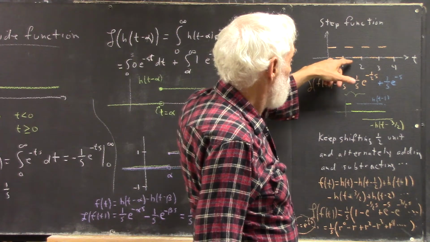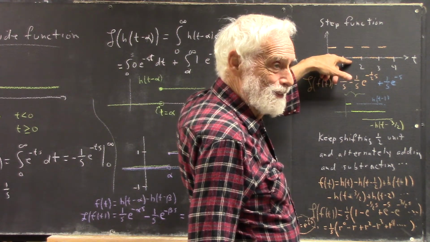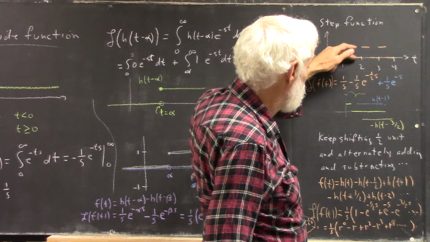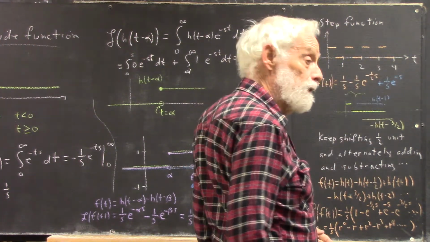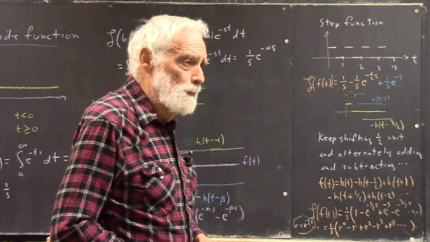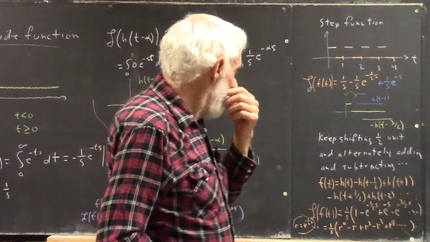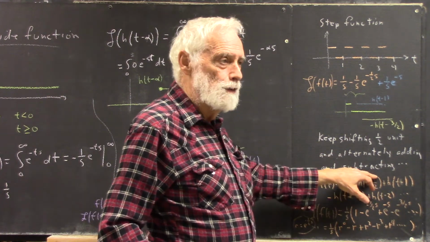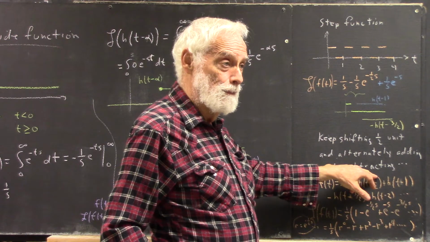And then you subtract h of t minus 3/2, and now you're going to have this, this, this, and this, and of course it just keeps running on here. Okay, so we kind of illustrated that. The pictures probably won't make much sense on a video, but we just keep shifting 1/2 unit and alternately adding and subtracting Heaviside functions.